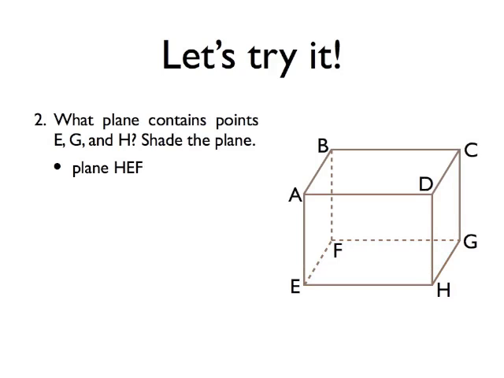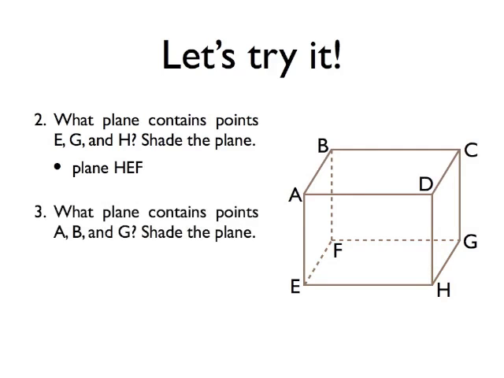Let's make this a little bit trickier. What plane contains the points A, B, and G? Shade the plane. Well, first of all, let's take a look. We have A, B across the top left there, and G down in the lower right. So what is the 4th point that will create a parallelogram?